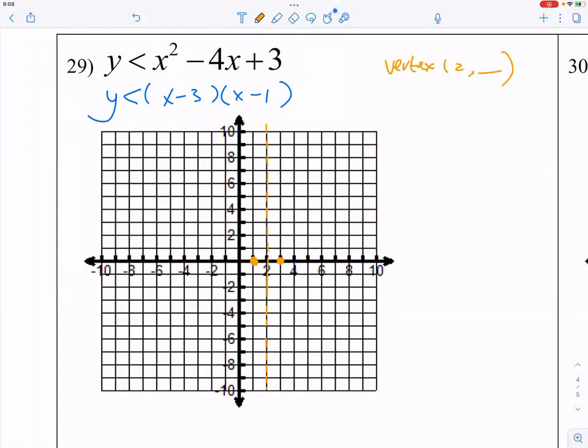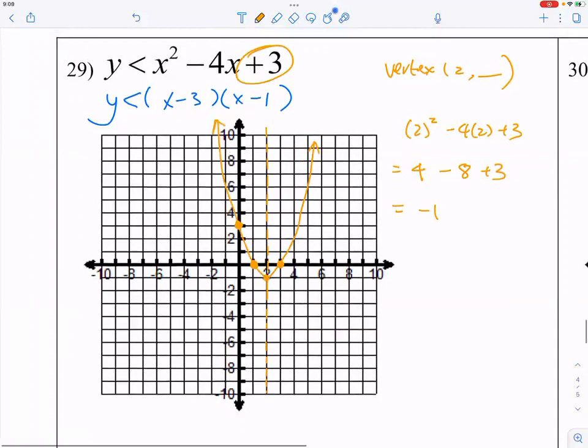So we know the vertex must have an x value of 2 because it is in between the two x-intercepts. So we can simply put the 2 back into the equation. So 4 minus 8 plus 3. 4 minus 8 is negative 4. Negative 4 plus 3 is negative 1. And we also know that the y-intercept is (0, 3). So we have this graph.